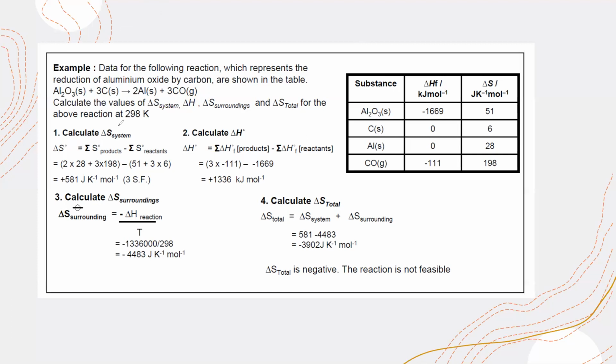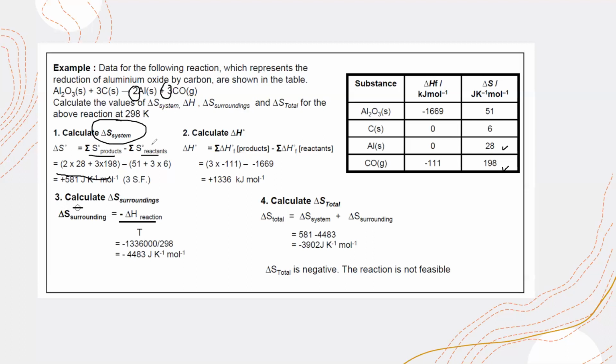First thing, if you want to calculate entropy of a system, it is product minus reactant. So what is a product? We have aluminum as a product and we have carbon monoxide also as a product. So entropy for aluminum is given, and for carbon monoxide. 2 moles of aluminum, that's why it is multiplied by 2. And 3 moles of carbon monoxide, that's why it is multiplied by 3. That will give us entropy of a product.